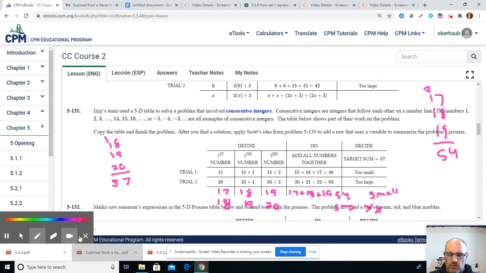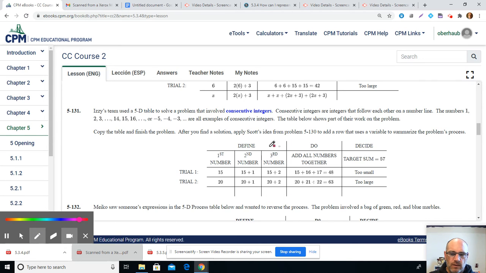Now they want me to do this next part, and I'm going to erase this so I have a little more room to work. So erase everything. And when it says, after you find the solution, apply Scott's idea from problem 130 to add a row that has variables. So we're going to put variables in here. So here's what I'm thinking is my variable. I did this every time. I'm going to make x my first number.